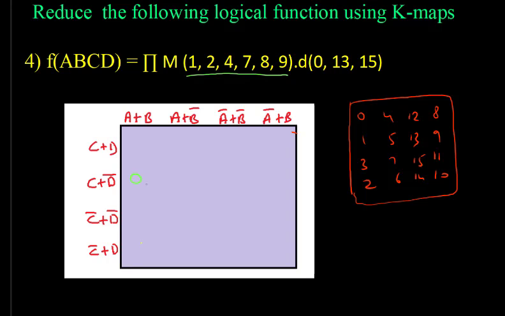0 will come here, then 2 is here, so 2 becomes 0. Then we have 4, this 4 becomes 0. Then 7 comes here, 7 becomes 0. Then 8 is here, 8 becomes 0. Then 9 becomes 0, this is 9. Now 0 is a don't care. Then 13 is here, 13 becomes a don't care. And finally 15 is also a don't care. Now the rest are all ones.